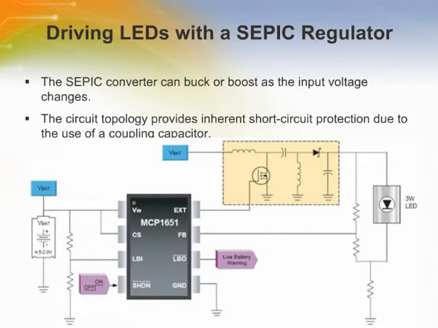The SEPIC converter can be a very popular topology for driving high-power LEDs. For many LEDs, the forward voltage drop is approximately 3.6 volts, which is between the maximum and minimum voltage range of a single-cell lithium-ion battery, as well as 3 alkaline or nickel-metal hydride batteries.